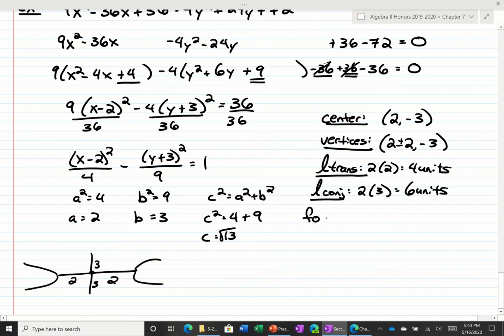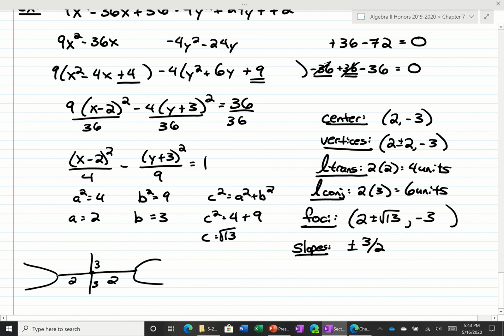The foci, coordinates of the foci, are along the transverse axis, so it's going left and right. And we're going left and right root 13. So those, and then we could also talk about the slope of the asymptotes just by looking at the picture. We would be going up and down 3 over 2 units.